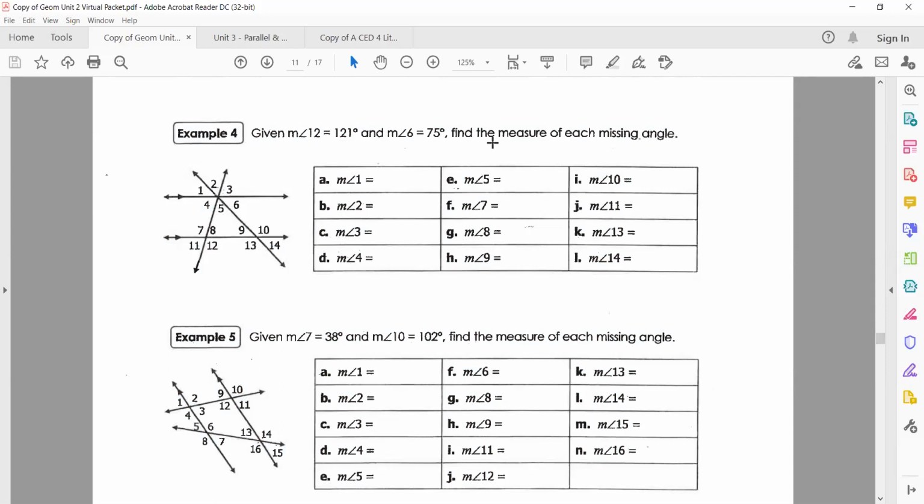So what do I have here? I've got angle 12 is 121. Angle 6 up here is 75. Give me a minute here. I'm going to copy this and put it on a Jamboard, and we'll try to run through all these.